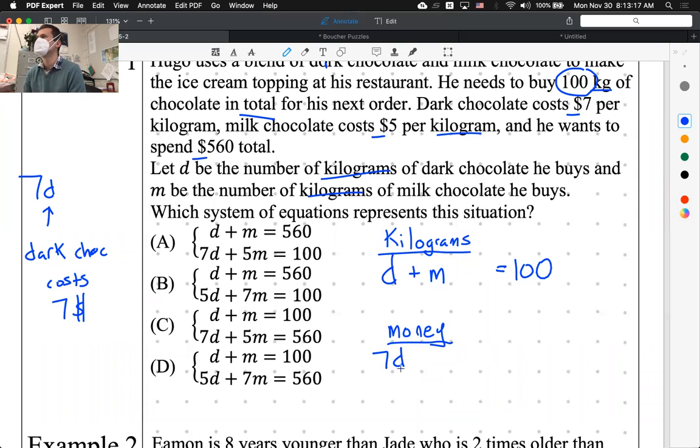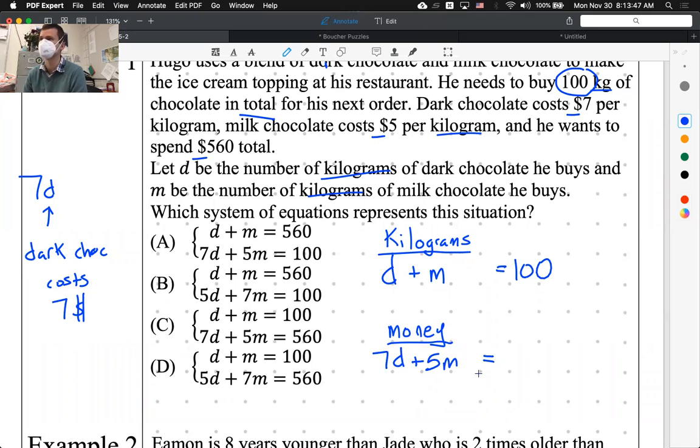How? It's not just M, it's something with an M. I see 2 hands, 3 hands. Yeah, Zeke? 5M. 5M, why? Because it's $5 per kilogram, and M is a kilogram. There it is. Yep, for the milk chocolate, perfect.